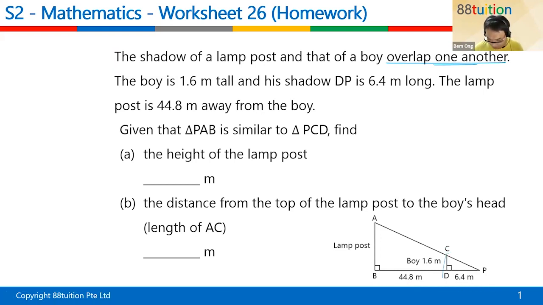So the boy is 1.6 meter, and the shadow is 6.4 meter. Oh, that's a shadow. So the shadow is down here. This is the boy's shadow. He's not dead, he's just the shadow. And this portion, the orange color, is the lamppost's shadow. So they overlap at this portion here. Can you see now? Can you understand the question or not? This is the part that overlaps.